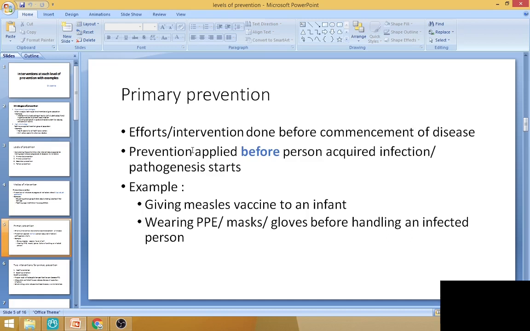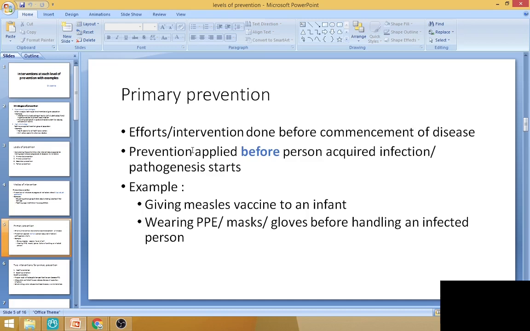So for example, giving measles vaccine to infants. We all know that infants are already at risk of developing measles after 6 months. At 9 months we give the measles vaccine to all the infants under the NIS, which stands for National Immunization Schedule. Because the infants are all at risk for developing measles, that is why we give the measles vaccine at 9 months. Now you all know that the COVID pandemic is happening and we are wearing PPE.